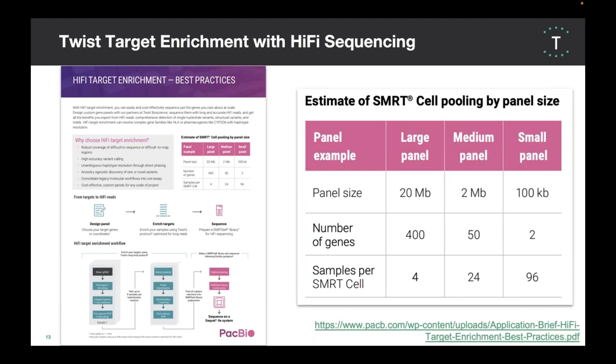So together with Twist and HiFi sequencing, you can put more samples in one SMRT Cell. That means you lower the cost of sequencing dramatically.